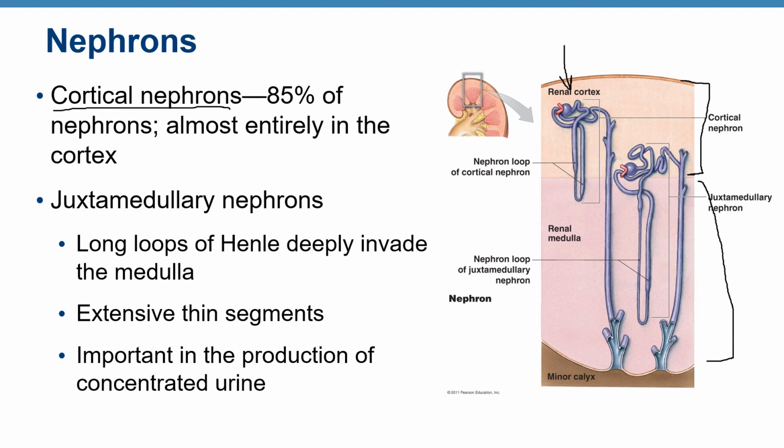And another type of nephron is juxtamedullary nephron, shown right here. This is the nephron that has a very long loop of Henle, or loop of nephron, and it goes deep into the medulla. And this one is important in the production of concentrated urine.